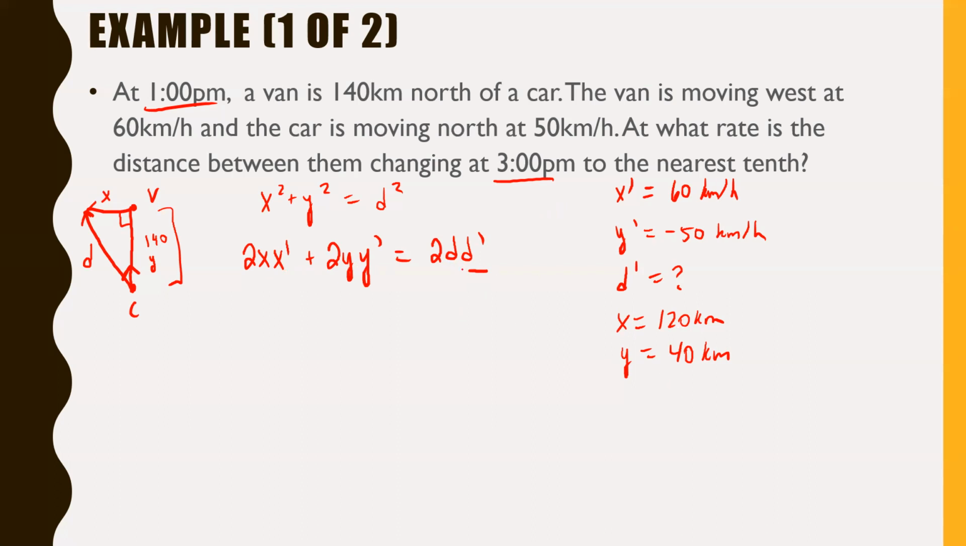What we don't have though is the distance d. The good news is if we know our triangle characteristics right here, 120 this way and 40 this way, we can solve for that d value just by using Pythagoras. So we can say 120 squared plus 40 squared equals d squared. Long story short, if you do the math on that, that means d equals 126.49 kilometers.